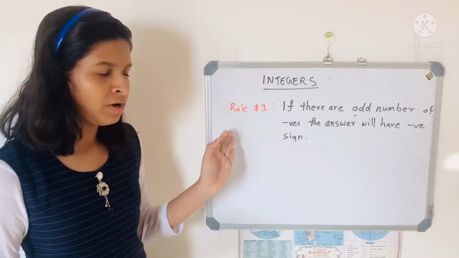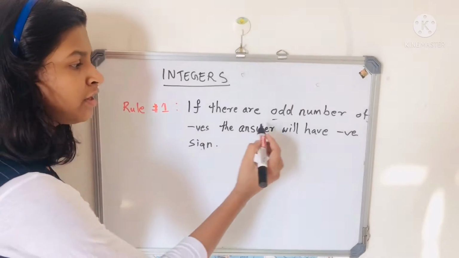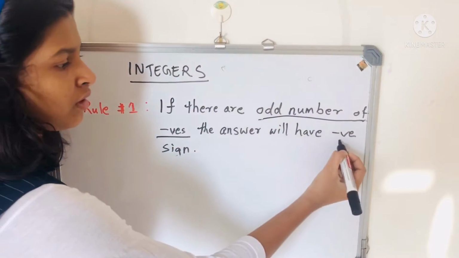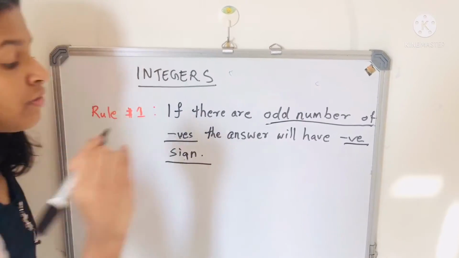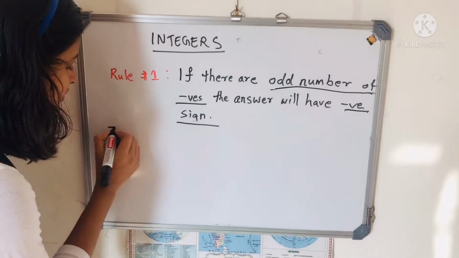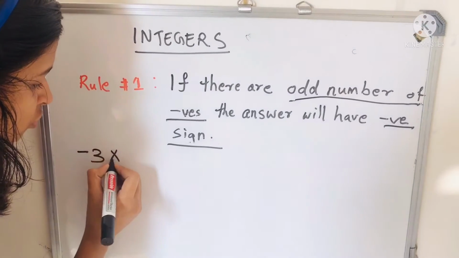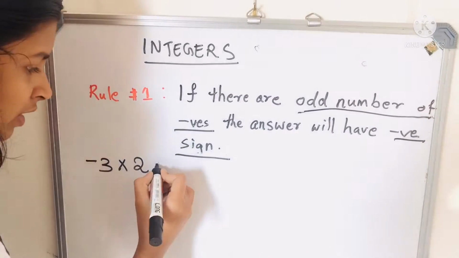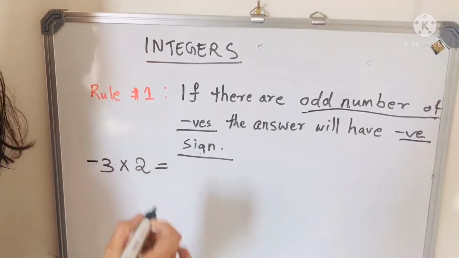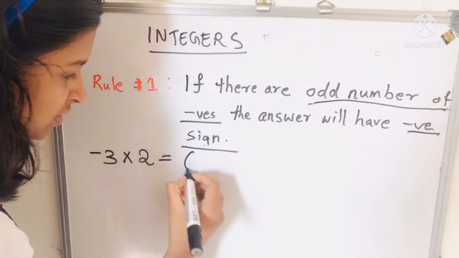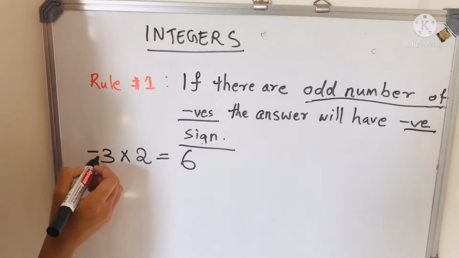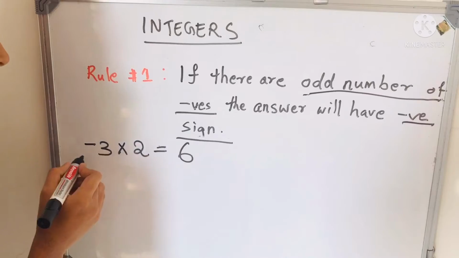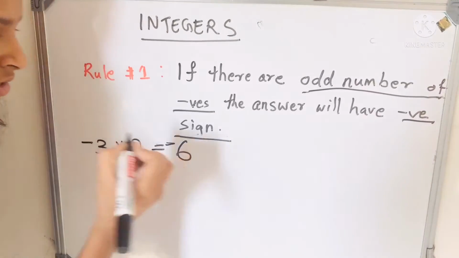Rule number 1: if there are an odd number of negatives, the answer will have a negative sign. For example, I am taking minus 3 into 2. Here we multiply 3 into 2, and we get 6. And here we have one negative sign, which is odd, so we put a minus here.